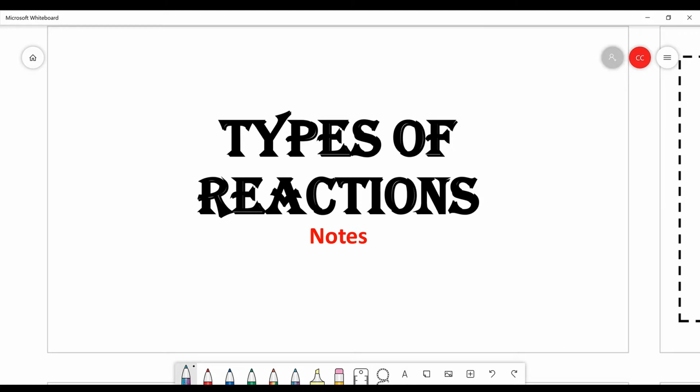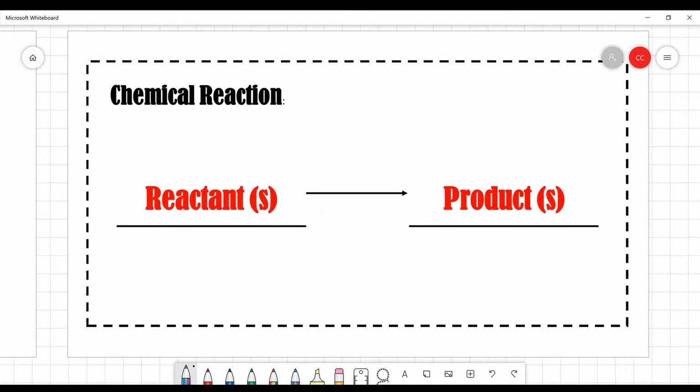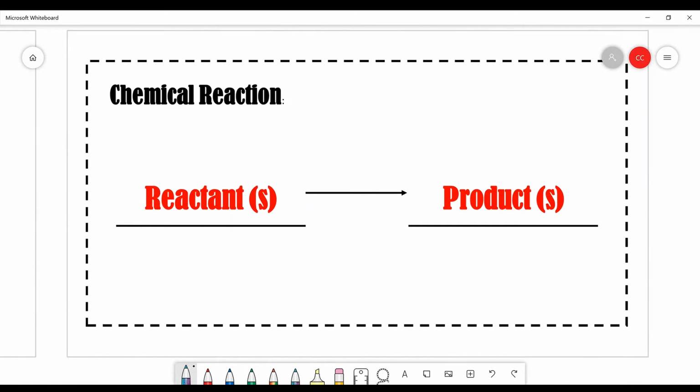Okay, we're going to talk about types of reactions. And we have 5 types of reactions, and we are going to talk about all of them and how to tell them apart when we look at a chemical equation. Now, if you remember a chemical reaction, the equation has 2 sides, the reactants side on the left and the product side on the right. We could have one or more of either.